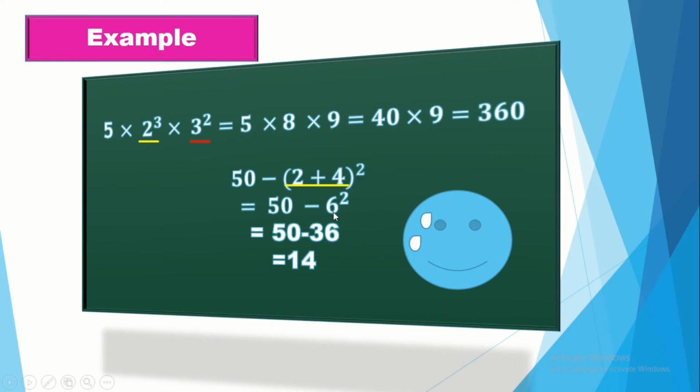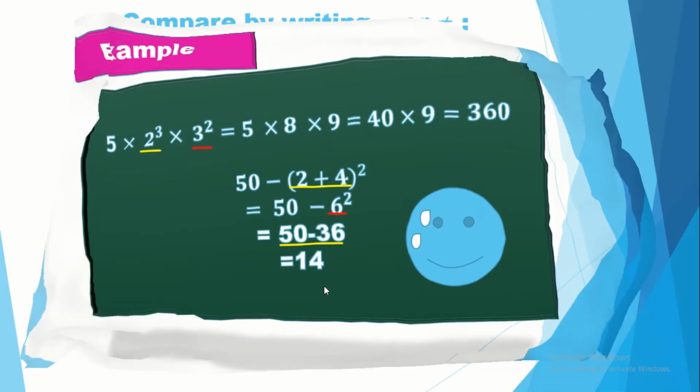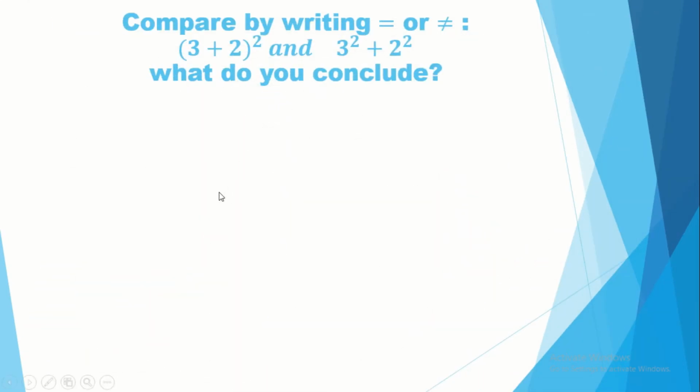Sure, we copy the power, so it's 6 square. Also 50 minus, we copy it. Now here we have minus and power. We should start by the power. You know that 6 square is 36, so 50 minus 36 gives us 14. This is very important. Well, now we're going to learn some properties that are very important for powers.